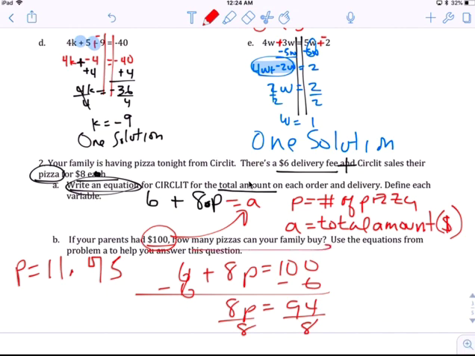How many pizzas can your family buy? You can't buy 3/4 of a pizza, so your family can buy 11 pizzas.